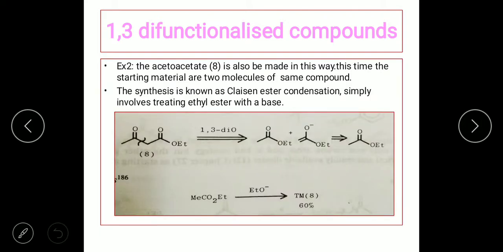Next, example 2. The acetoacetate ester, that is 8, may also be made in this way. This time the starting materials are two molecules of the same compound. The synthesis is known as the Claisen ester condensation, which simply involves treating ethyl ester with a base. So here again you would start doing the disconnection, and you can see that there is a diketone in the target molecule, hence you're going to make use of the 1,3-diO disconnection.